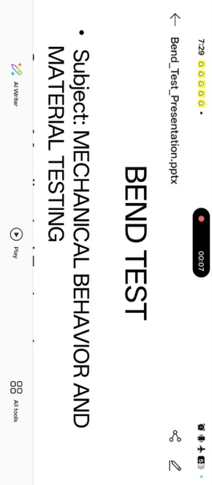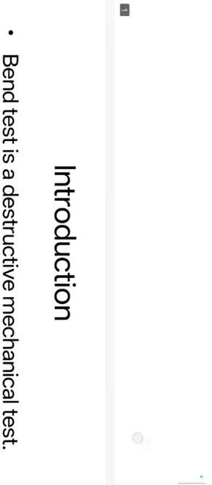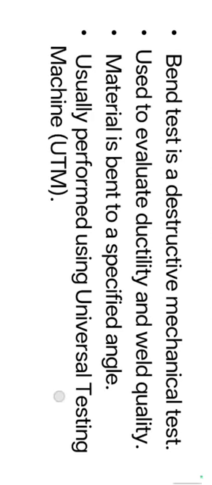I am here to present a glance of my presentation on the topic of the bend test. Introduction: the bend test is a destructive, cost-effective mechanical test used to evaluate ductility, weld quality, and soundness of metals, plastics, and composites. It involves applying force to a specimen, usually via 3-point or 4-point bending, to measure resistance to bending, maximum strength, and potential for cracking under stress.